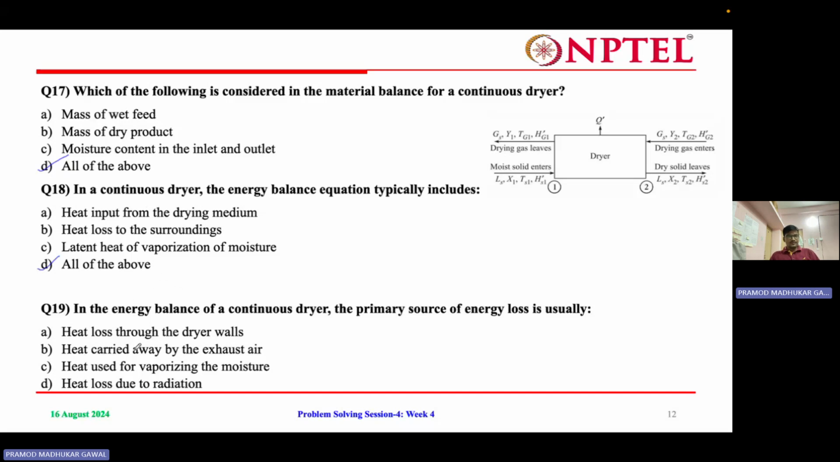Question 19. In the energy balance of a continuous dryer, the primary source of energy loss is usually heat carried away by the exhaust air; heat used for vaporizing the moisture, no; heat loss due to radiation, no. So here it is option B.